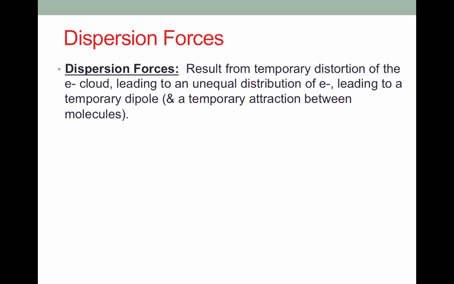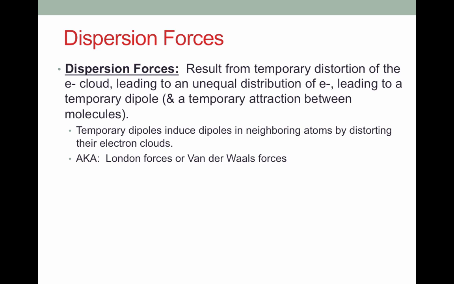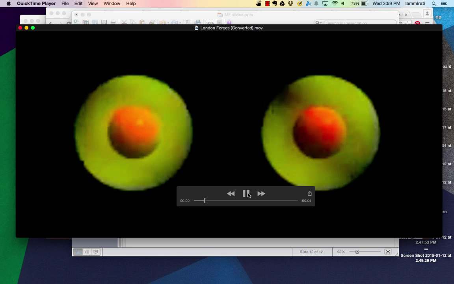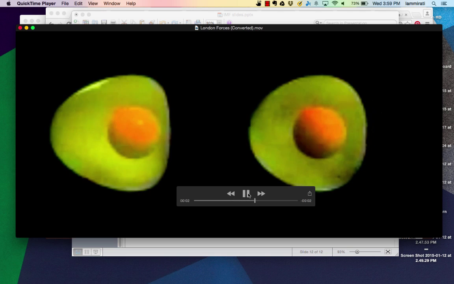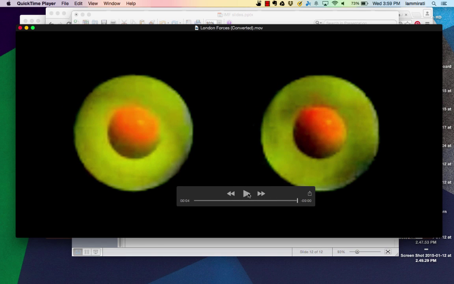Dispersion forces result from a temporary distortion of the electron cloud, leading to an unequal distribution of electrons. This causes a temporary dipole, or a temporary asymmetry, in the electron cloud of the molecule. Once one molecule in a sample has a distortion of its electron cloud, it will induce dipoles in its neighboring molecules. Here's an animation showing the temporary distortion of the electron cloud.